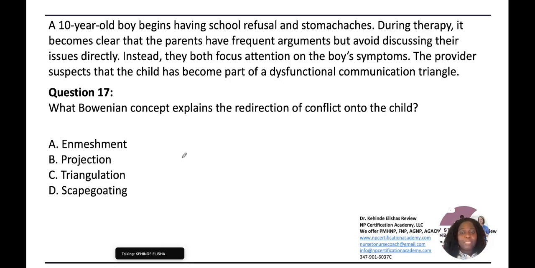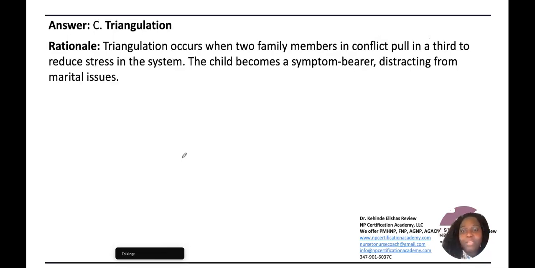Okay? So this is a classic example of triangulation. C, final answer. Triangulation occurs when two family members in conflict pull in a third to reduce stress in the system. The child becomes a symptom bearer distracting from marital issues.